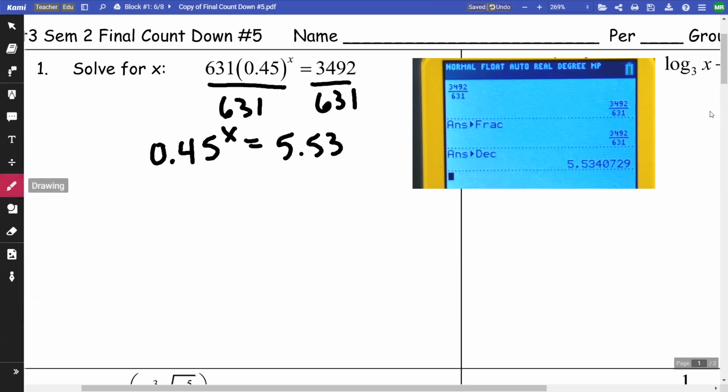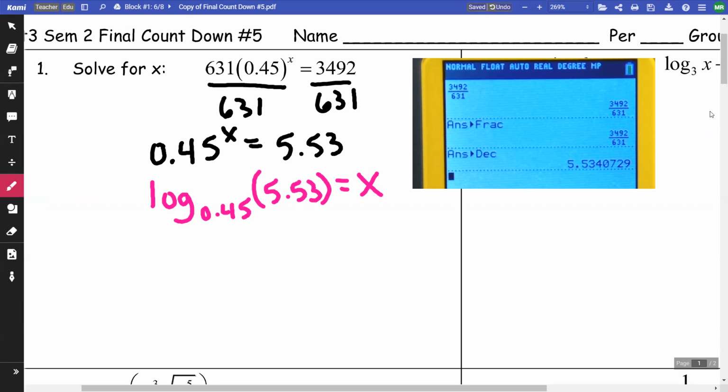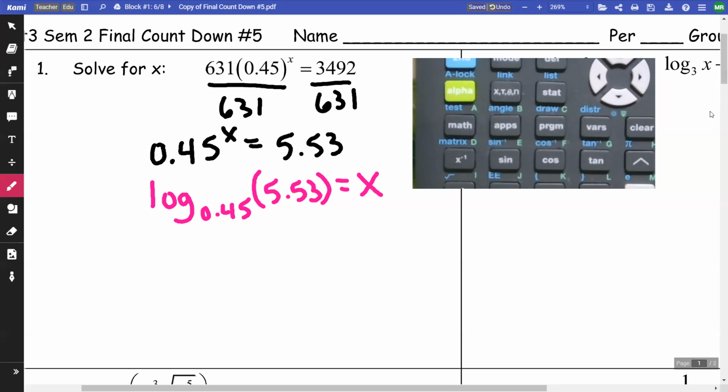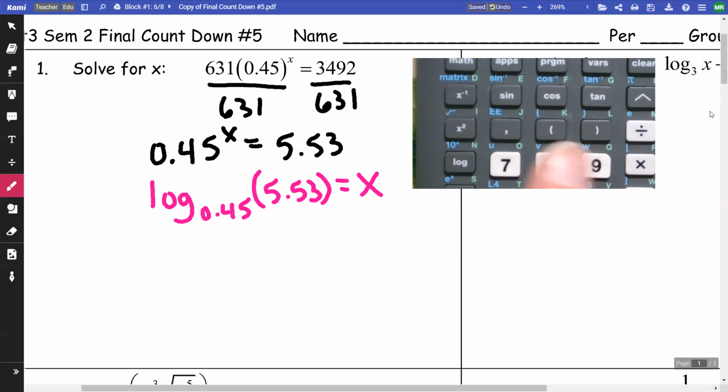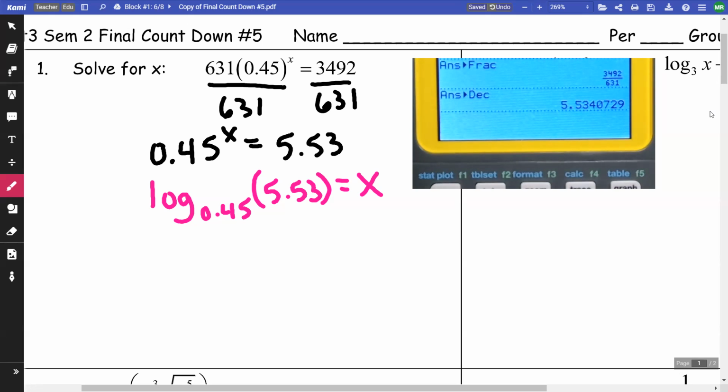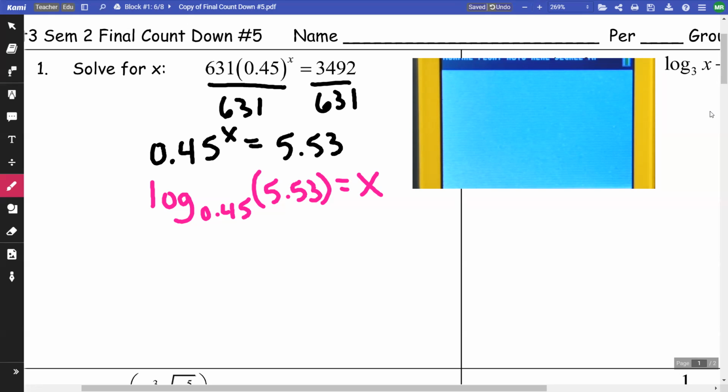Now you can either log both sides or rewrite it in logarithmic form. So you're going to take log of your base, which is 0.45, of 5.53 is equal to your power x. So to put it in as a log, not base 10, this one that you see on your calculator here is base 10. To get not base 10, there are a couple ways to do it.